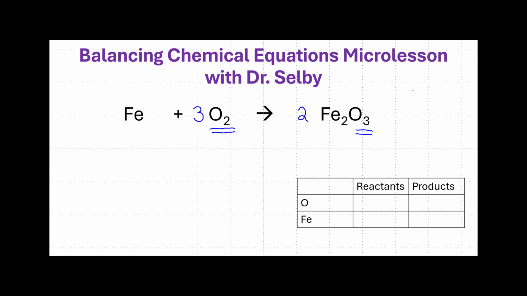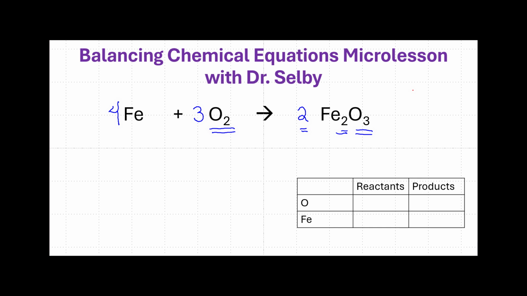And then I'm going to move on to iron. Here I have for iron, I have a 2 times this coefficient, which is 2, which gives me 4 in the product, so I would like 4 in the reactants. And that is a balanced equation, but let's just double check our work.